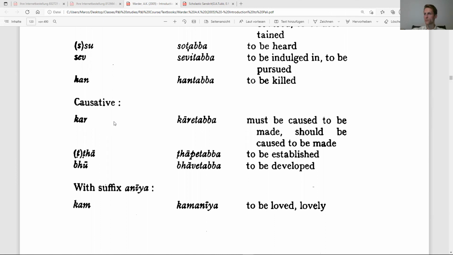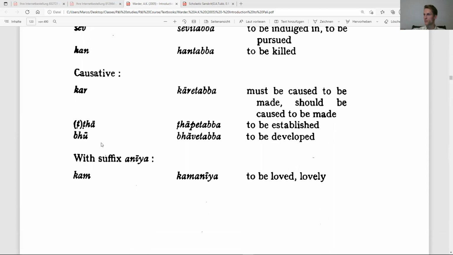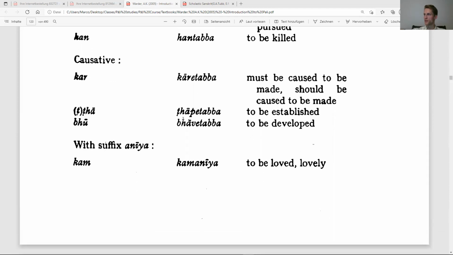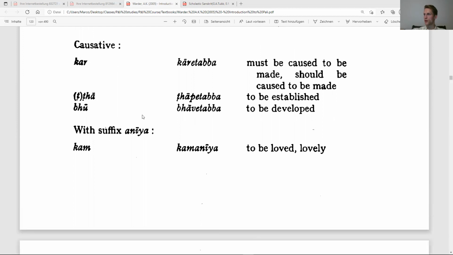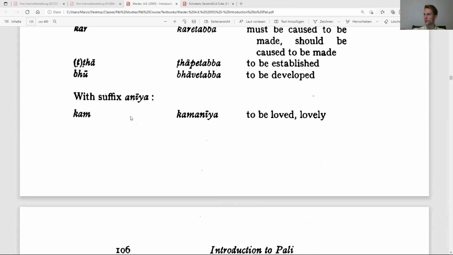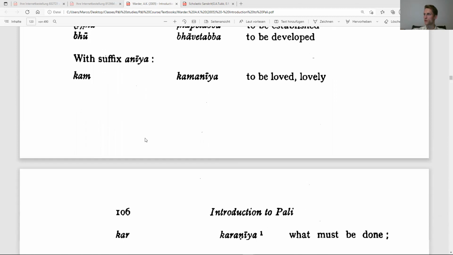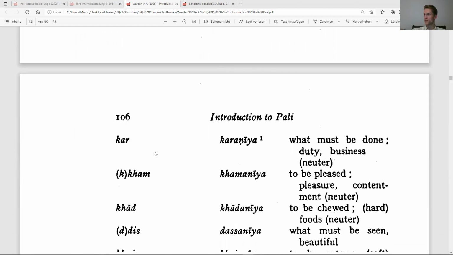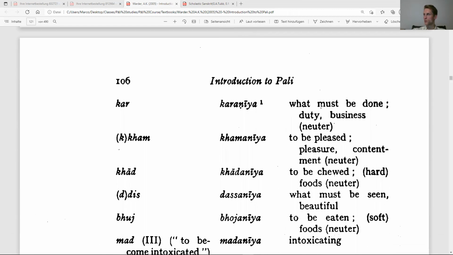Now even causatives. Kāreti, kāritabba, must be caused to be made, should be caused to be made. Ṭhapeti, ṭhapetabba, to be established. Bhāveti, bhāvetabba, to be developed. Kāmeti, kamanīya, to be loved or even lovely. Karanīya, what must be done, duty or business.